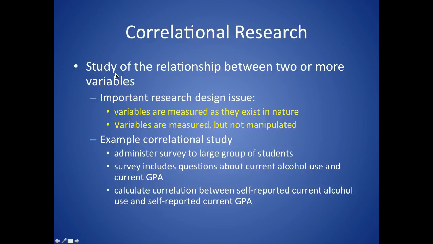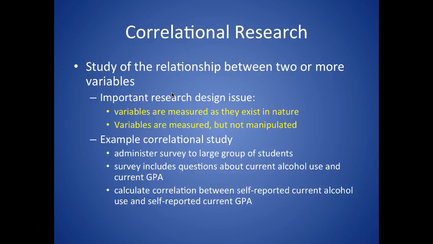To begin this, I should mention and define the concept of variables. Generally, when you do correlational research, you're studying the relationship between two or more variables. So a variable is anything that can have more than one value. Height would be an example, weight, gender, male or female, almost anything.